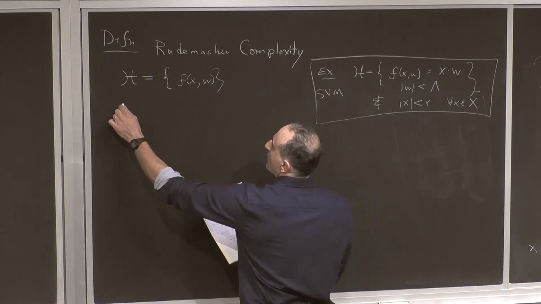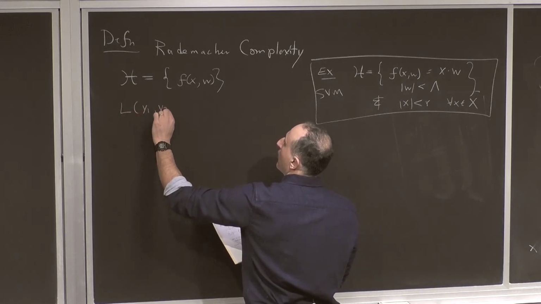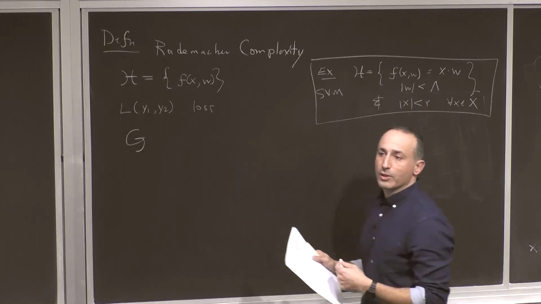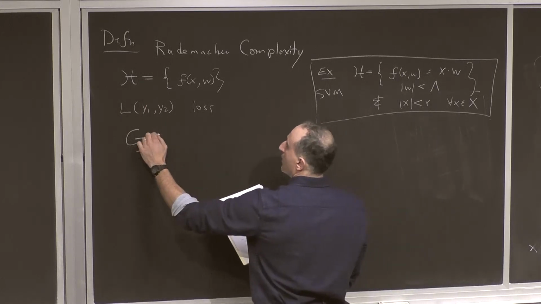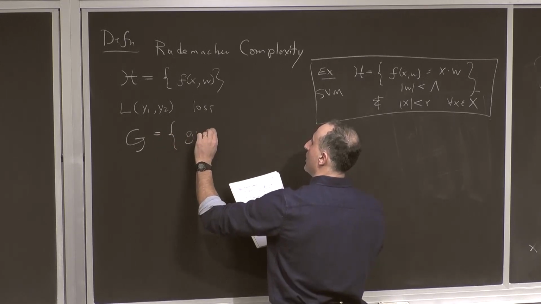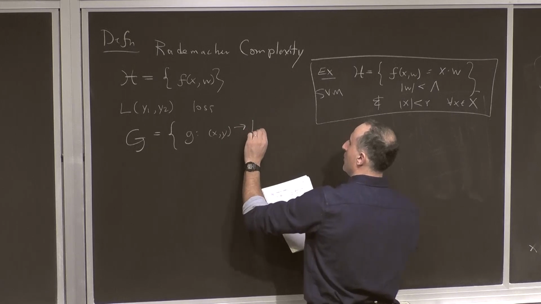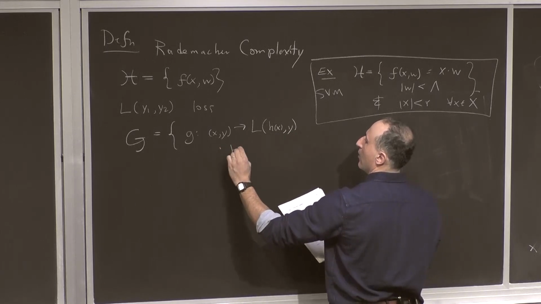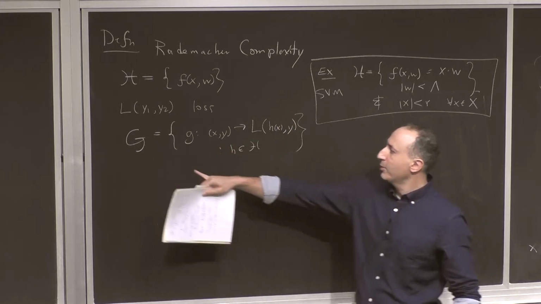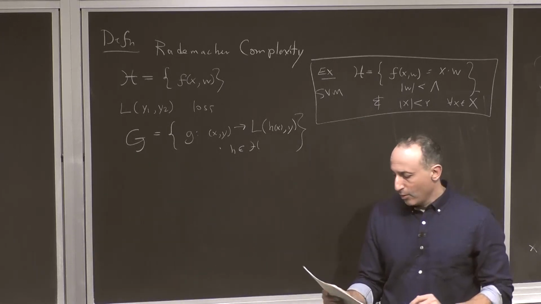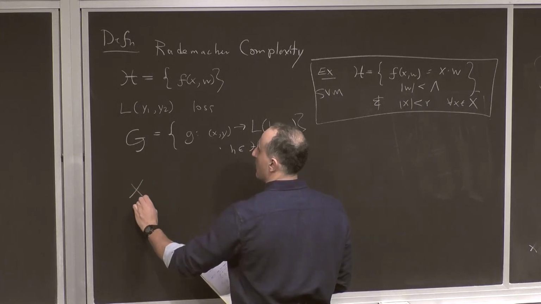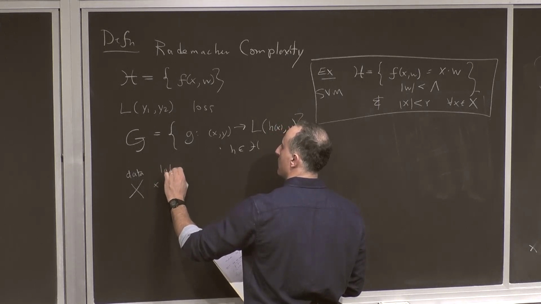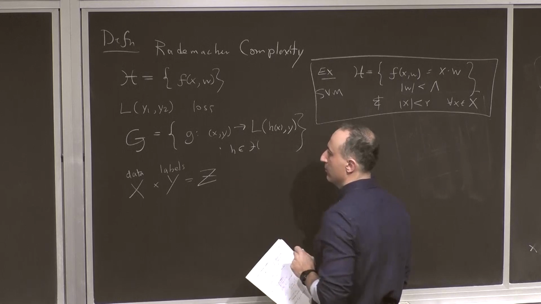Okay, but then we also have a loss. And we're going to maybe prove things about the combination, the composition of the functions with your loss. So they take a pair, so we might prove things about the complexity of G. Okay, now let me define it. So X is our data. Y is our labels. And we'll call the whole thing Z. So it's a bit weird.